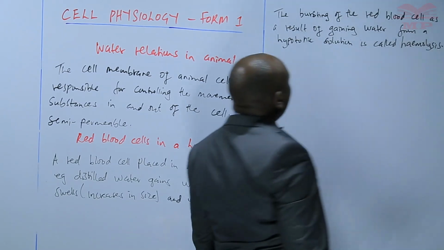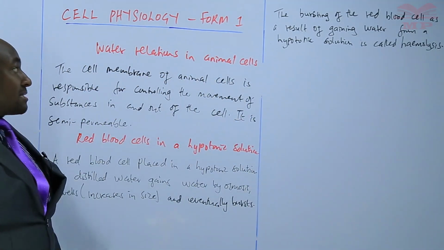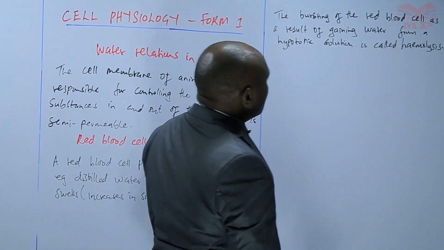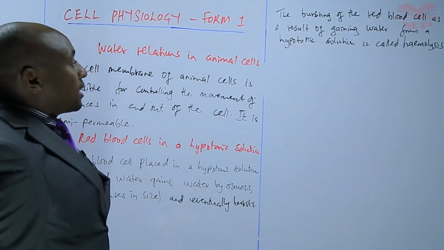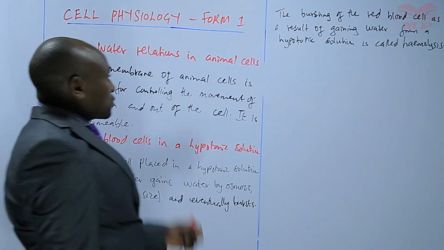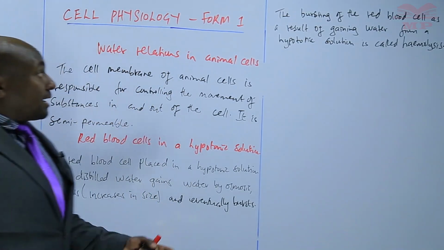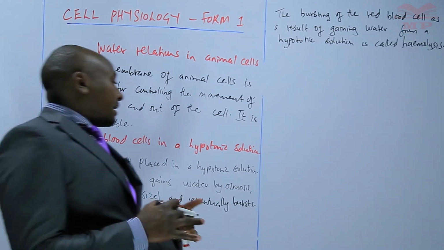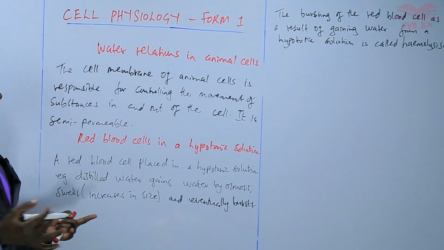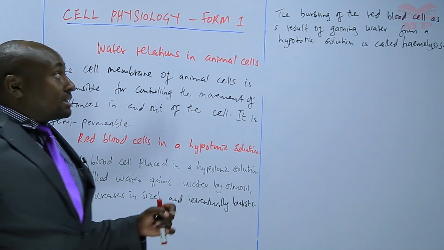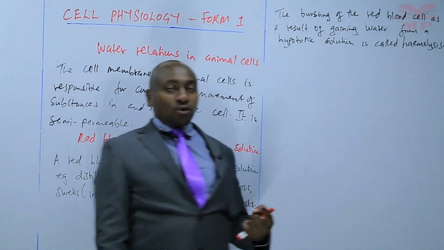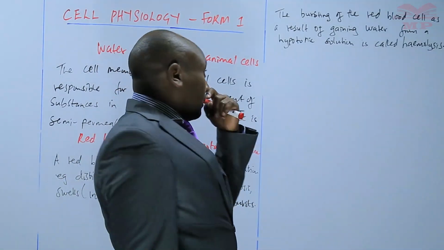So the process by which the red blood cell bursts as a result of gaining water from a hypotonic solution is called hemolysis. So we are saying that the cell continues gaining water until it cannot increase further in terms of the size, and therefore it bursts. So we say that that cell has become hemolyzed or has undergone hemolysis.